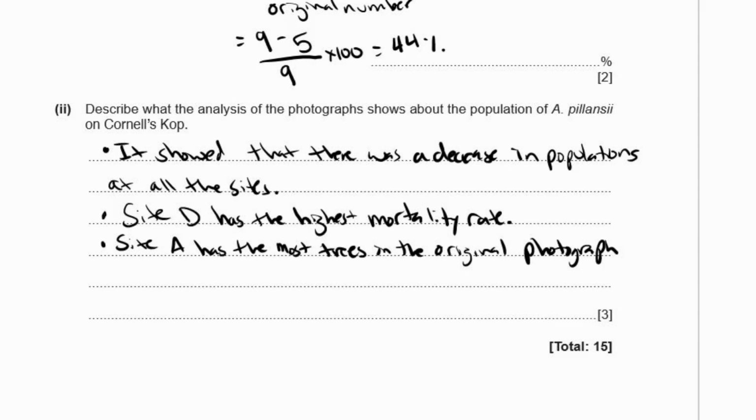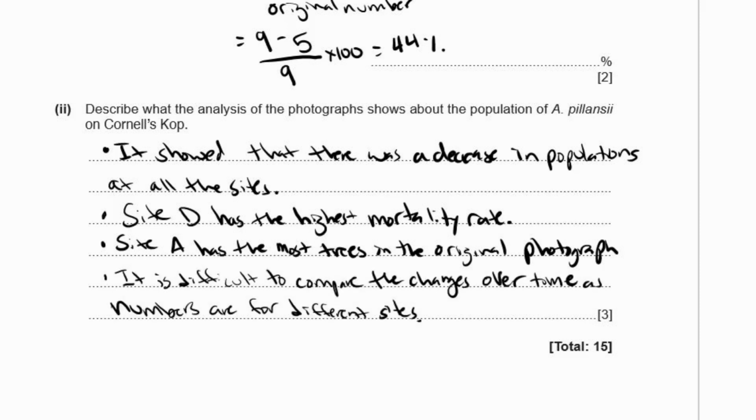Another thing you could say is that it's actually difficult to compare the changes over time because the numbers are for different sites. They're looking at completely different areas. So it is difficult to compare the changes over time as numbers are for different sites.